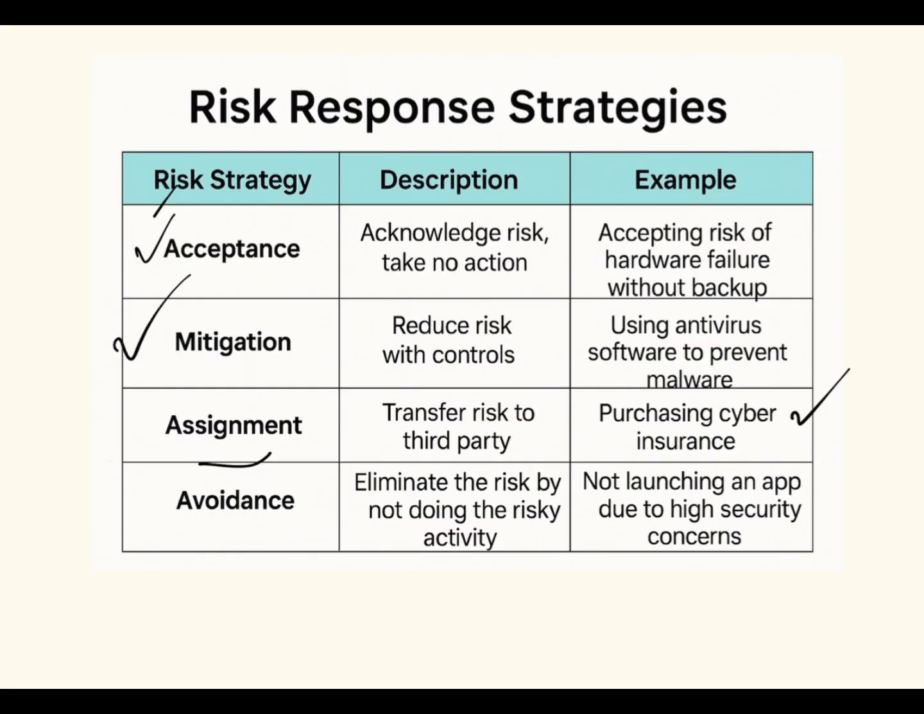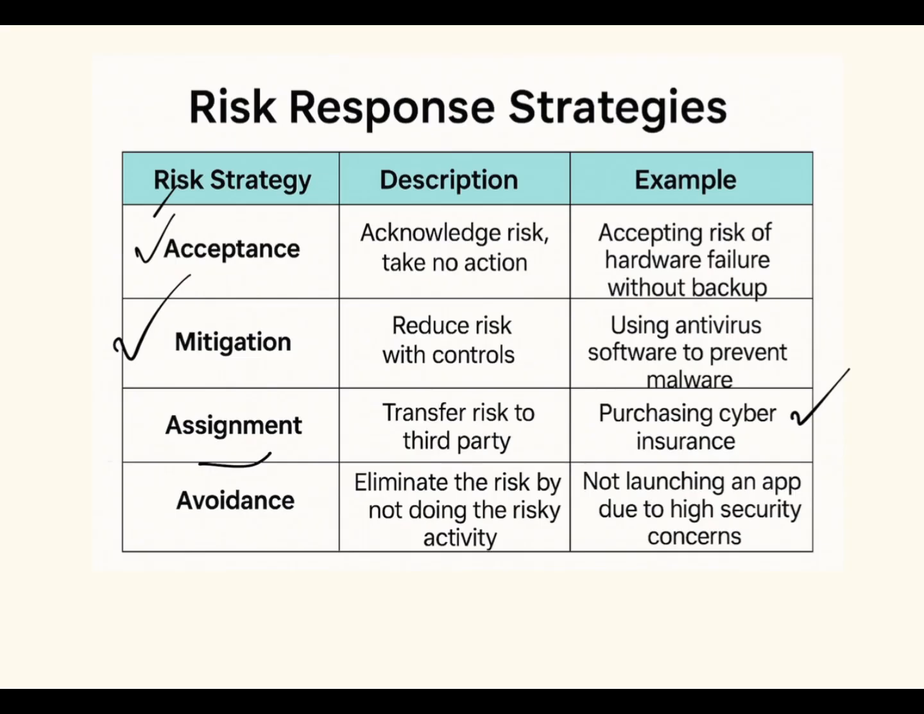Second is risk mitigation. In risk mitigation, you reduce the likelihood or impact of the risk by implementing controls or countermeasures. For instance, you lower the risk, but some residual risk remains, risk that is left after controls are applied. For example, installing antivirus software to reduce the risk of malware infection.